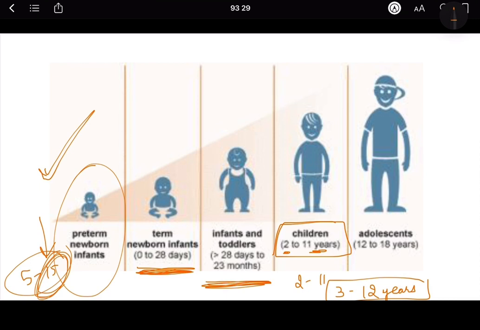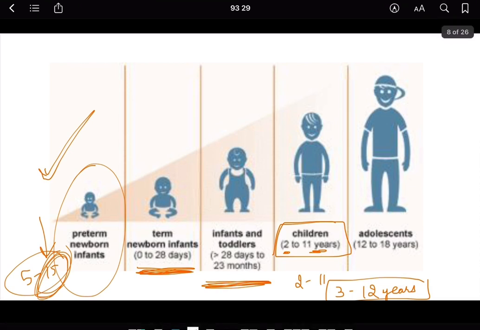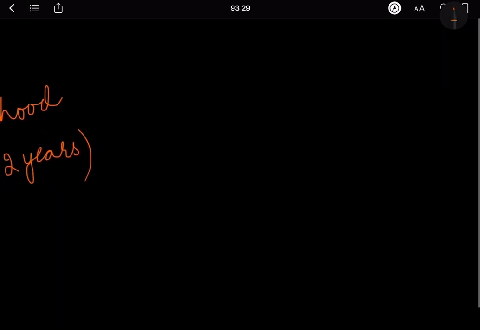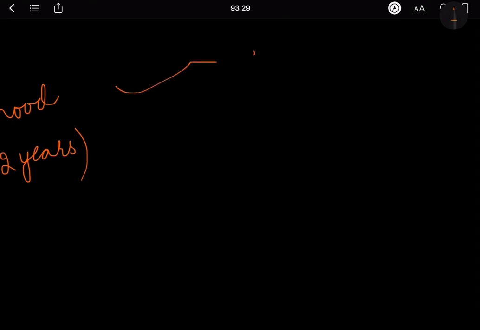So when we are studying childhood, like we did in the prenatal phase, we'll do it in childhood also. If I'm saying childhood is 3 to 12 years, we'll divide it into 3 parts. Your early childhood, your middle childhood, and upper or late childhood, right?